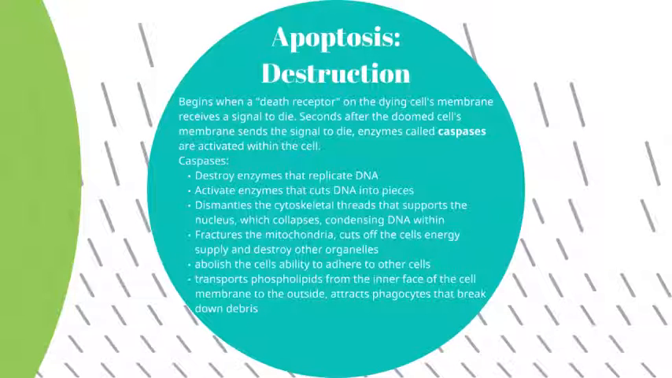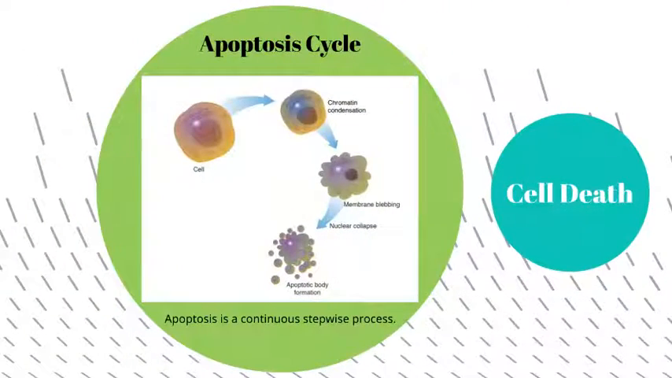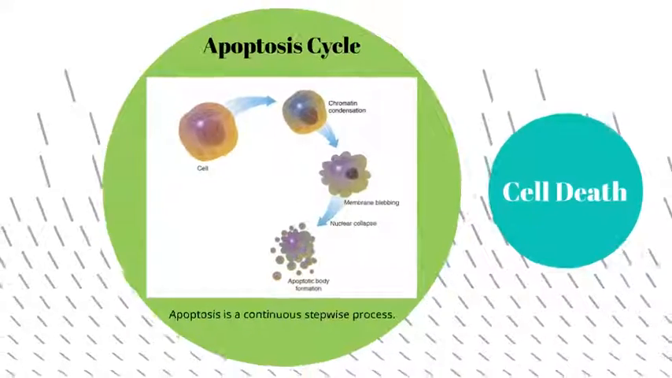It fractures the mitochondria, cuts off the cell's energy supply, and destroys other organelles. It abolishes the cell's ability to adhere to other cells, and transports phospholipids from the interior of the cell's membrane to the outside. It then attracts phagocytes that break down debris. So this is something that's going to be happening from the inside out, just complete and total destruction of the cell. And as you can see here, I have a model for you guys.